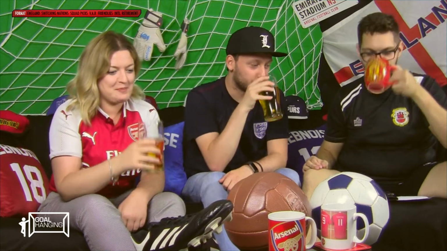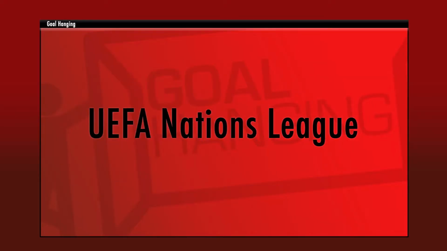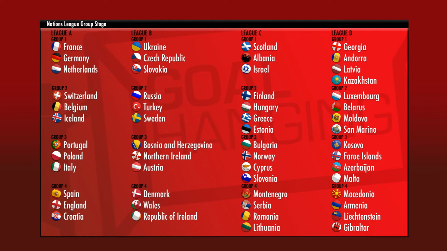Right, so just a quick rundown of how the Nations League works. The Nations League is essentially split into 4 leagues based on UEFA coefficient and rankings. Games are played over September, October, November 2018. You play each team home and away.